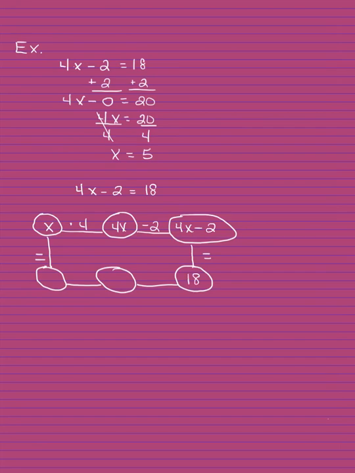So because I have minus 2, below I'm going to add 2, so 18 plus 2 is 20. And above I'm multiplying 4, so below I will divide by 4. So 20 divided by 4 is 5. So x is equal to 5.